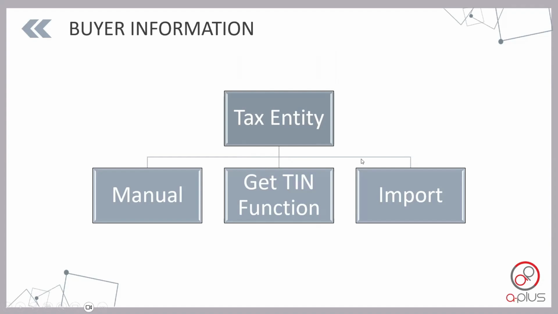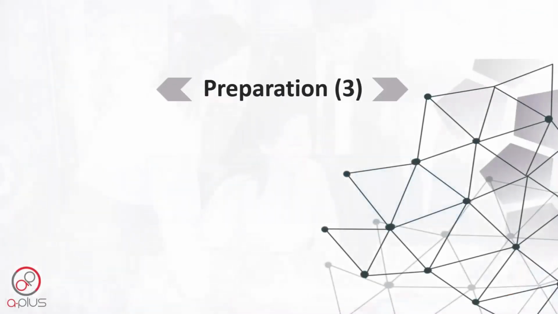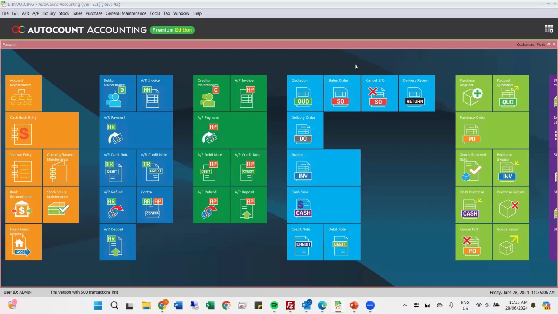Another one is import, because now it's almost July. I believe some companies, maybe in May or June, already sent out Excel files or Google forms to ask customers to fill in all the information. Then they have the Excel ready to import, or to manually key into the Autocount system. Later on, I will also share the template for the import function. Now I will share the system.